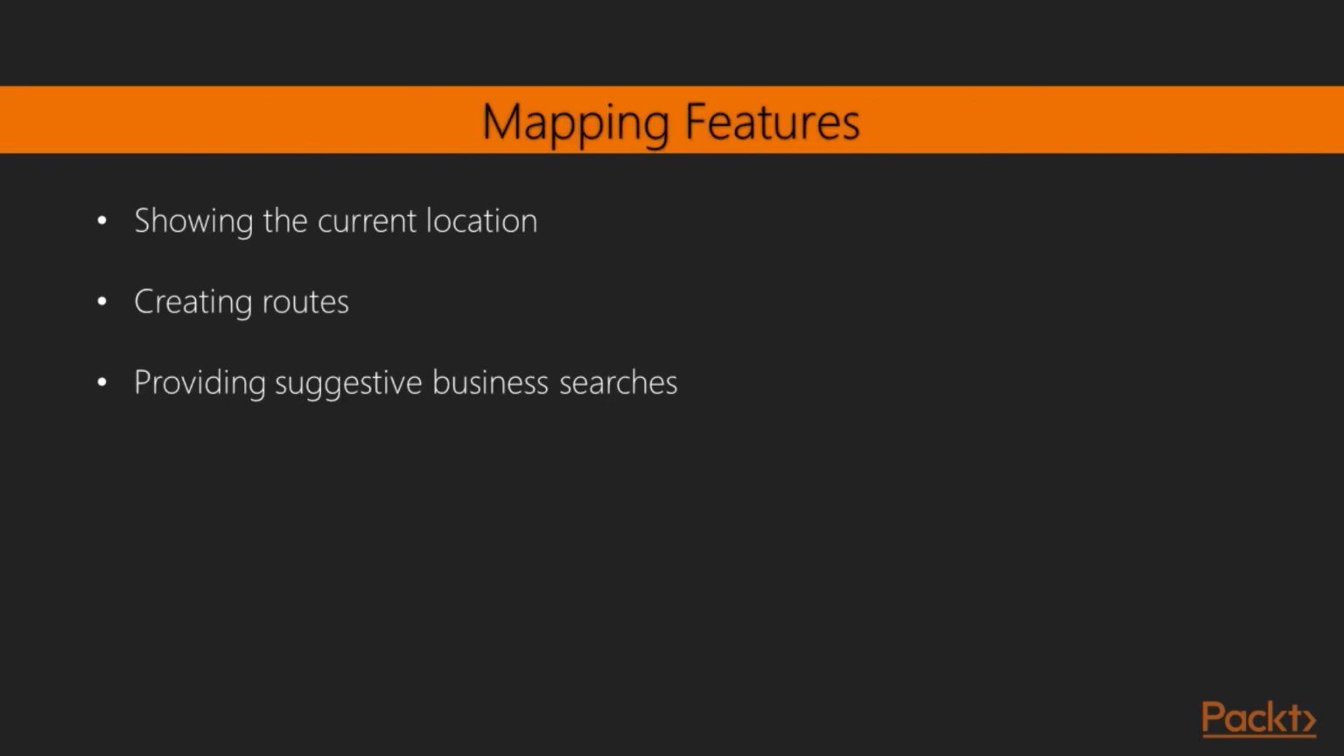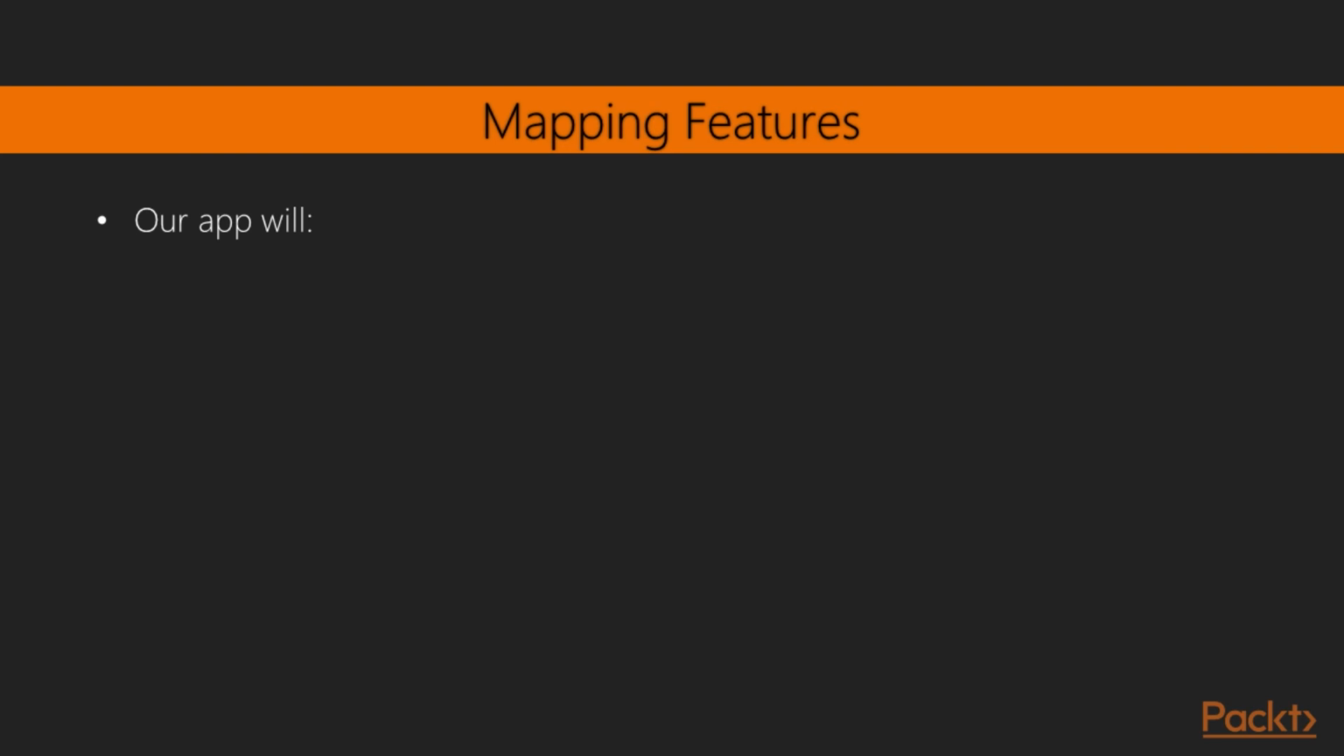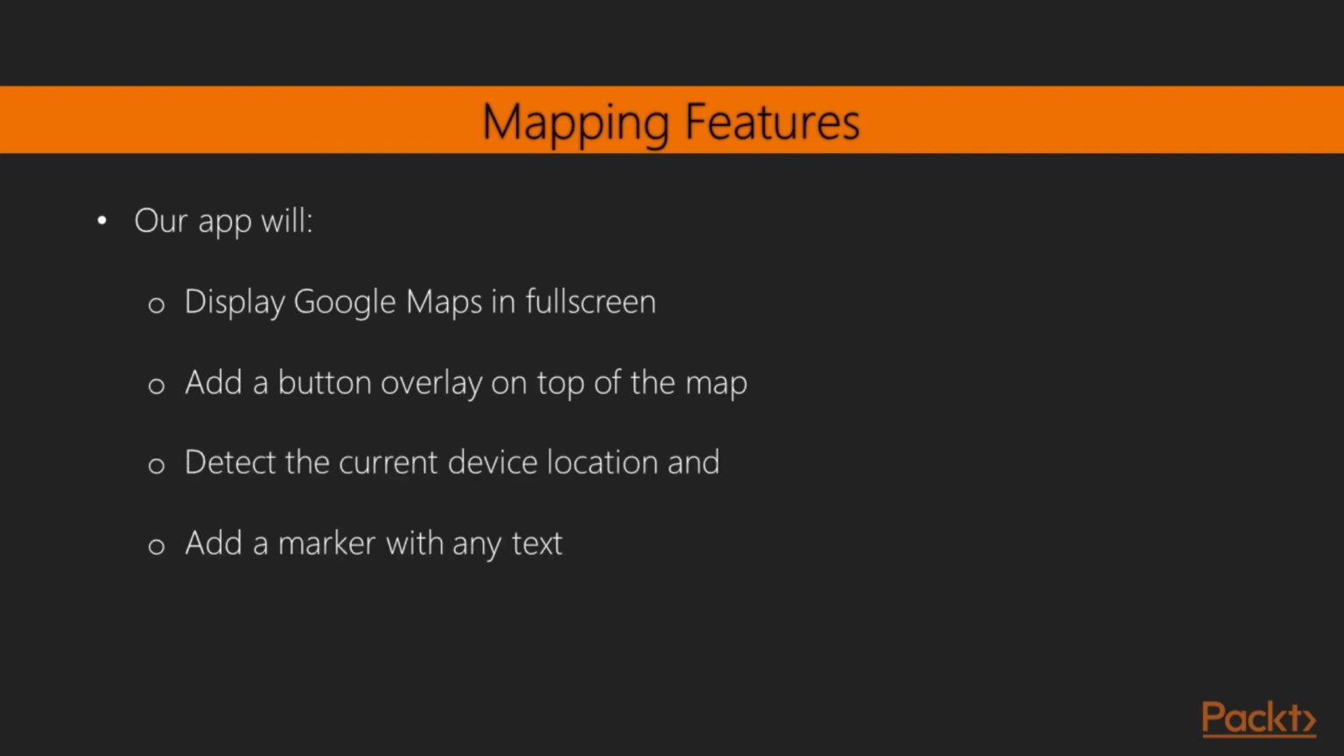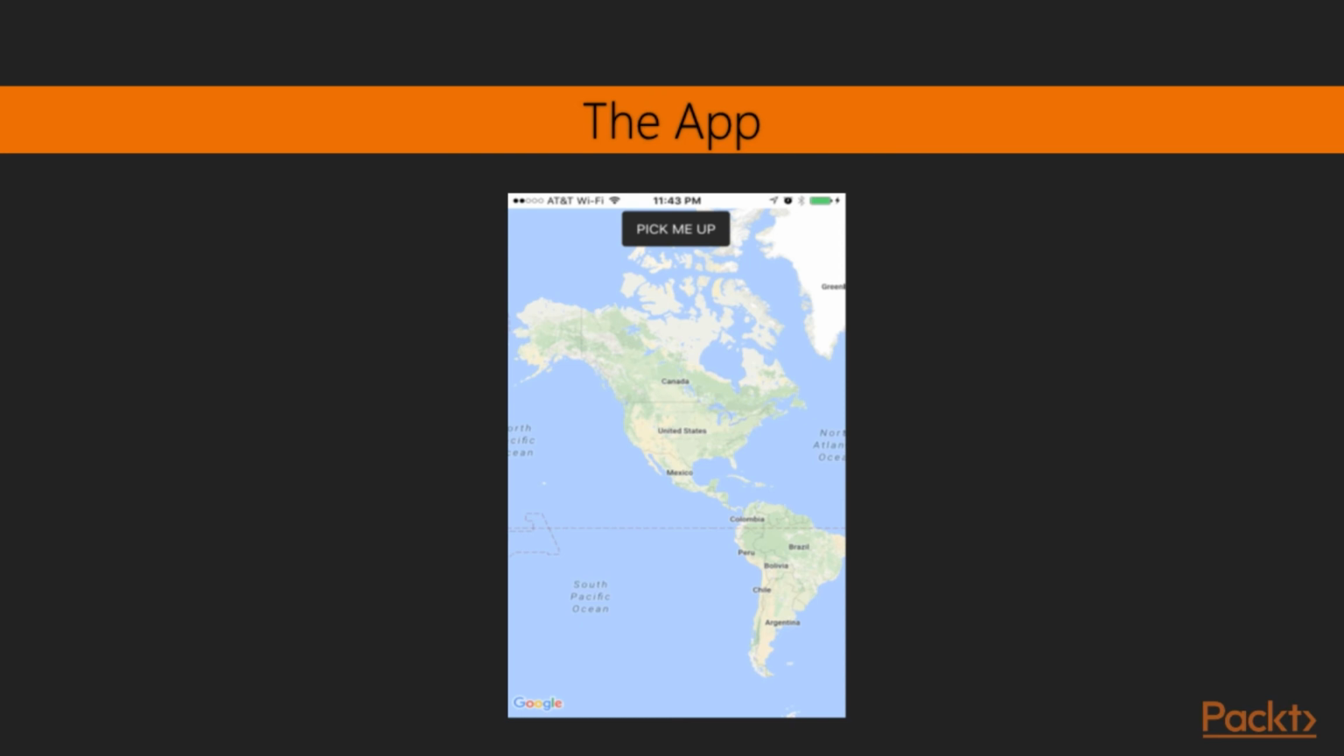Today, many mobile apps utilize different mapping features, such as showing the current location, creating routes and providing suggestive business searches. This section will show you how to use Ionic Native's Google Maps plugin to provide mapping support. You'll create a taxi app that can display Google Maps in full screen, add a button overlay on top of the map, detect the current device location, and add a marker with any text. This is the final look of the app.